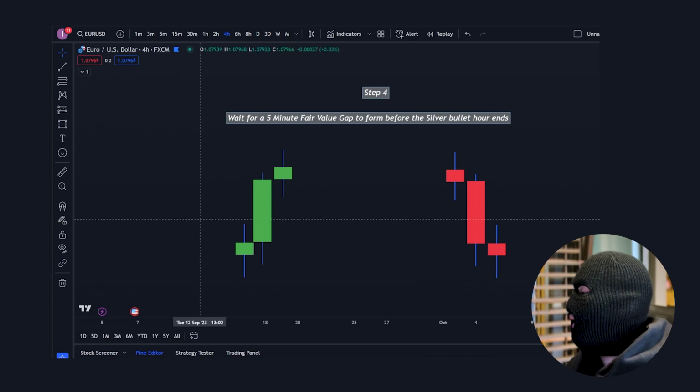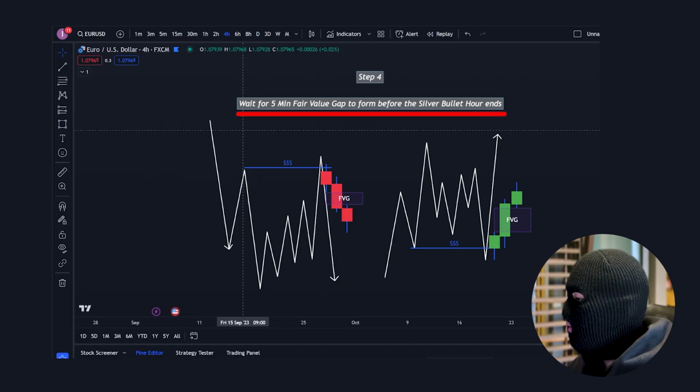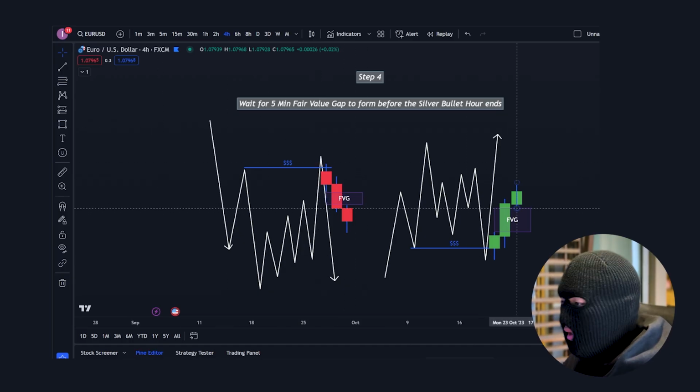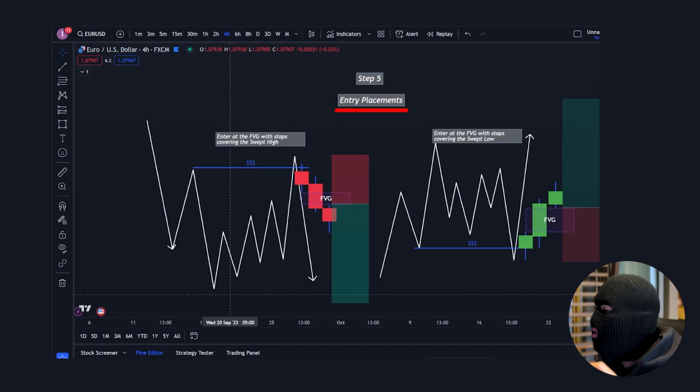Now that you know how to identify fair value gaps, all you have to do is look for a 5-minute fair value gap during the silver bullet hour. If nothing forms during the silver bullet hour, move on to the next silver bullet hour or to the next day. Step 5. Entry placements.